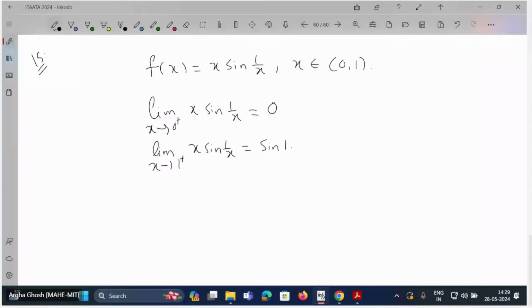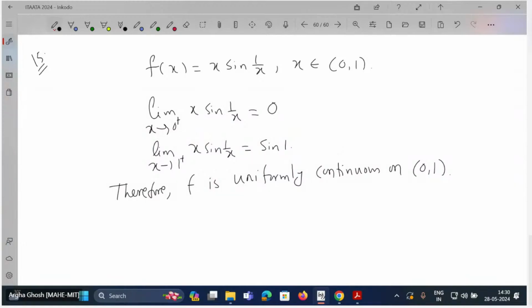Therefore f is uniformly continuous on (0, 1). You may try to solve this problem using the definition, but I think this is a much more suitable approach. So this is a uniformly continuous function. 1 by x is not uniformly continuous, sin 1 by x is not uniformly continuous, but if you multiply x with sin 1 by x, it will be uniformly continuous on (0, 1).